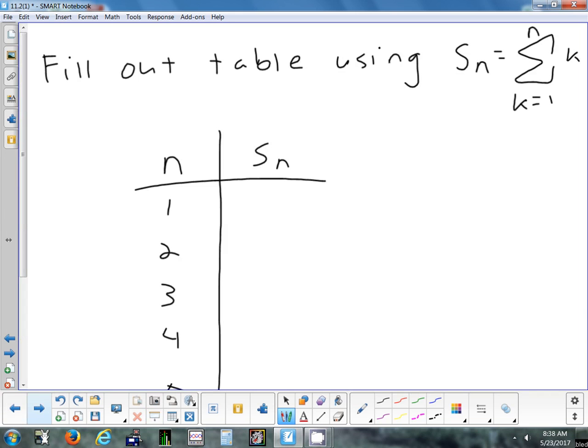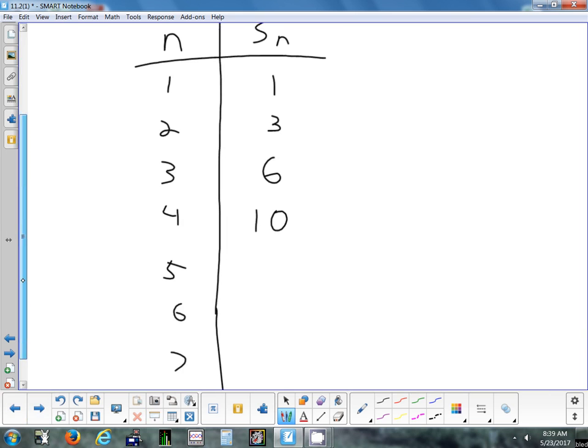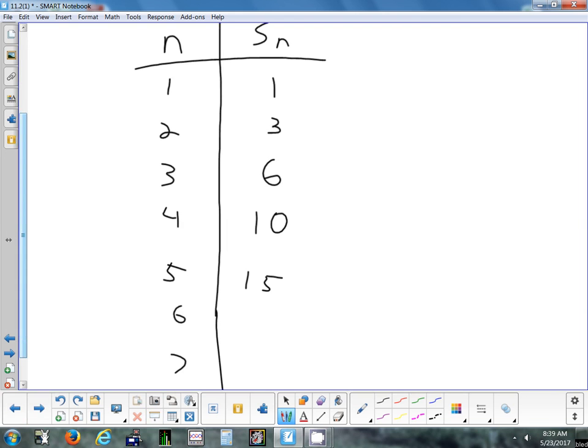Okay, what would be the sum of the first number in that sequence? 1. What would be the sum of the first two numbers? 3. How about the sum of the first three numbers? 6. The sum of the first four numbers? 10. First five numbers? First six numbers? 21. And let's do one more. 28. That list of numbers I just created, those are special numbers.